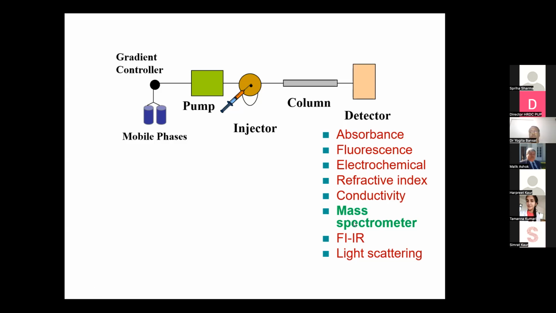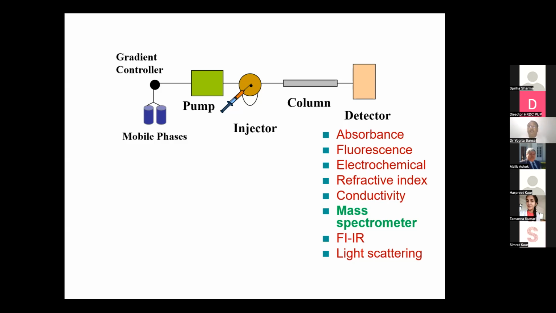Like the UV absorbance detector, it will be applicable for only those compounds which have some chromophore which absorbs some light in the range of 200 nanometer to 400 nanometer. So if our components are not absorbing these particular wavelengths, then this detector will not be useful. Secondly, the fluorescent detectors. This particular detector is used for those compounds which exhibit some fluorescence. So they are very specialized chemicals like anthracene.